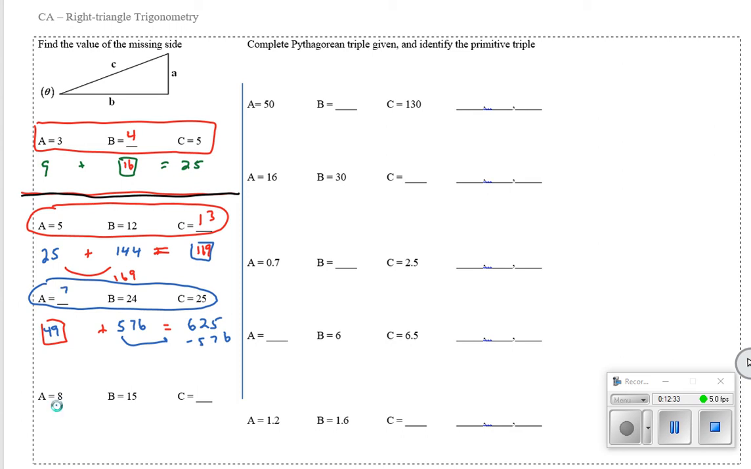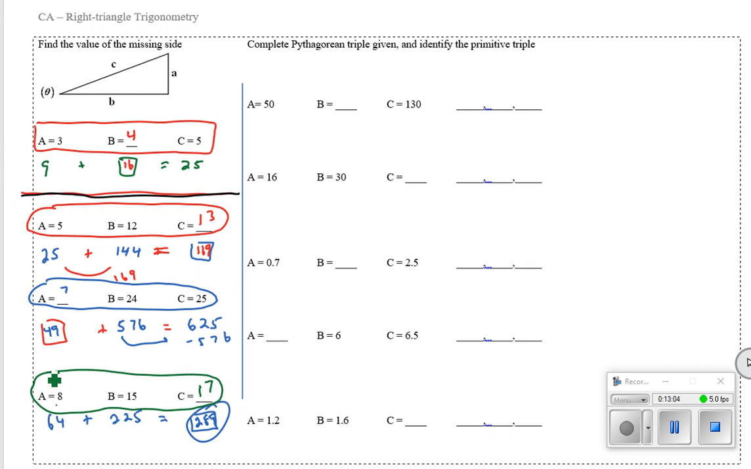Finally, if a side is 8, the square is 64. If a side is 15, get your calculator out, 225. And I don't know how big that square is, but I know that those two squares have to add up to that square, which my calculator says is 289. And again, using your calculator, if the square is 289, the side is 17. There's a fourth Pythagorean triple that we're going to use.